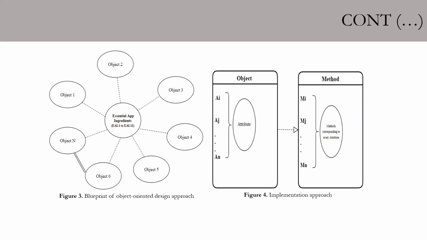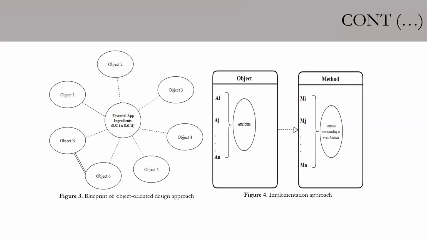On the right-hand side, there is Figure 4, the implementation approach. So how will we implement it? For every object there are several methods. For example, object 1 is feedback. Feedback has several attributes. For example, feedback can be psychological, feedback can be pedagogic, and so on. So we will define all attributes.